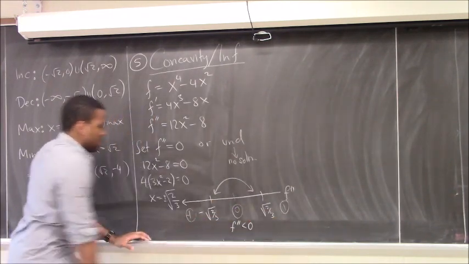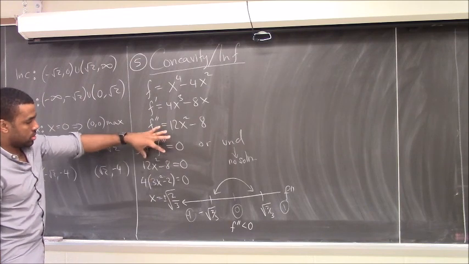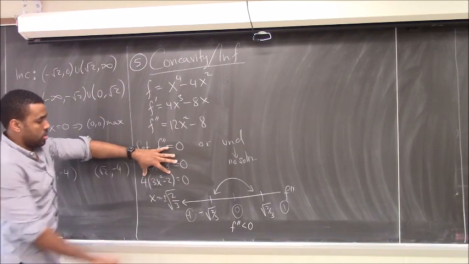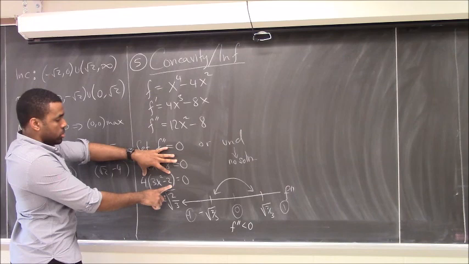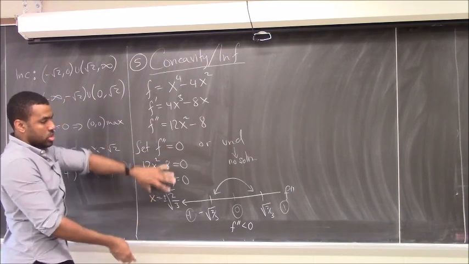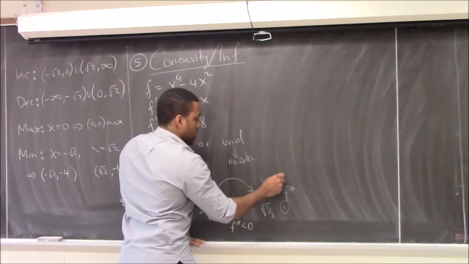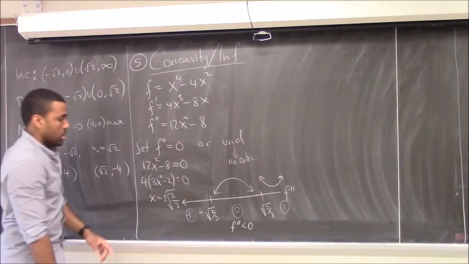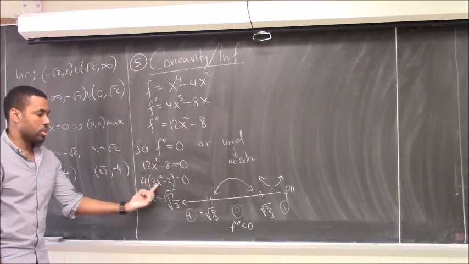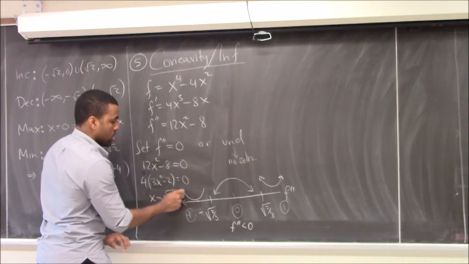If I plug in 1, that's 3 minus 2, which is positive 1, times 4, it stays positive. So over here I'm concave up. And of course when I plug in negative 1, because it's squared, it gives me the same thing. So right here I'm concave up.